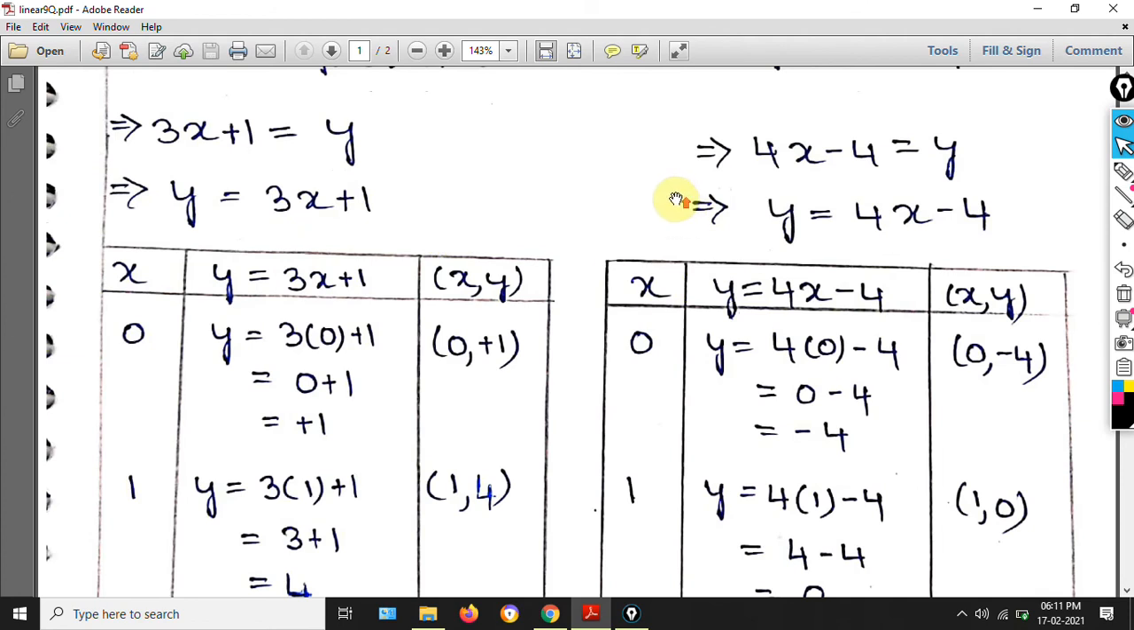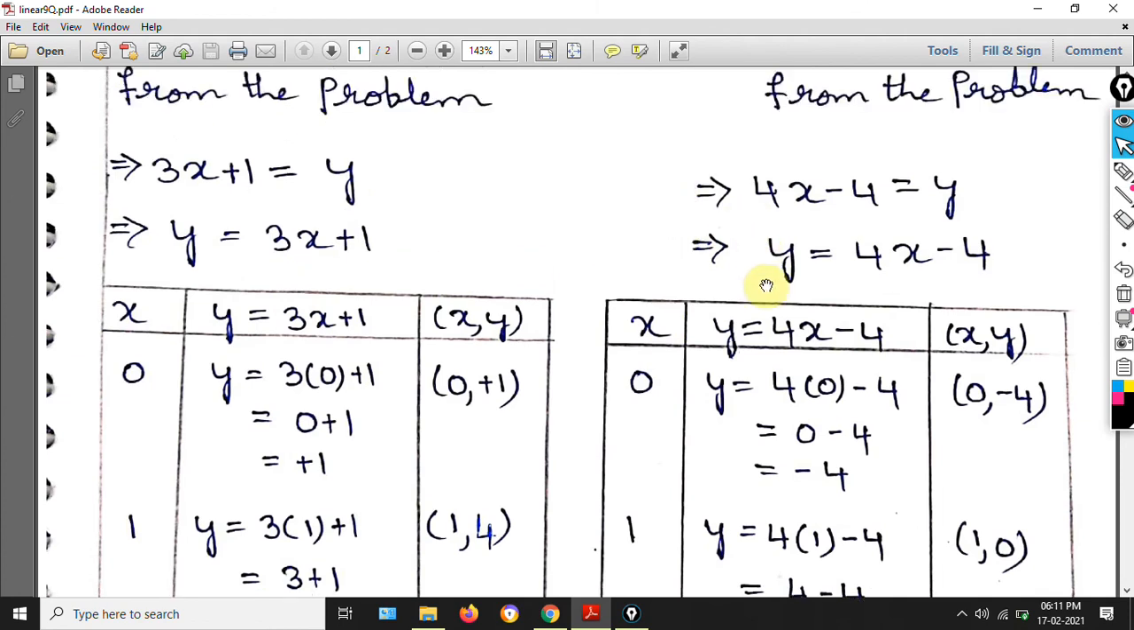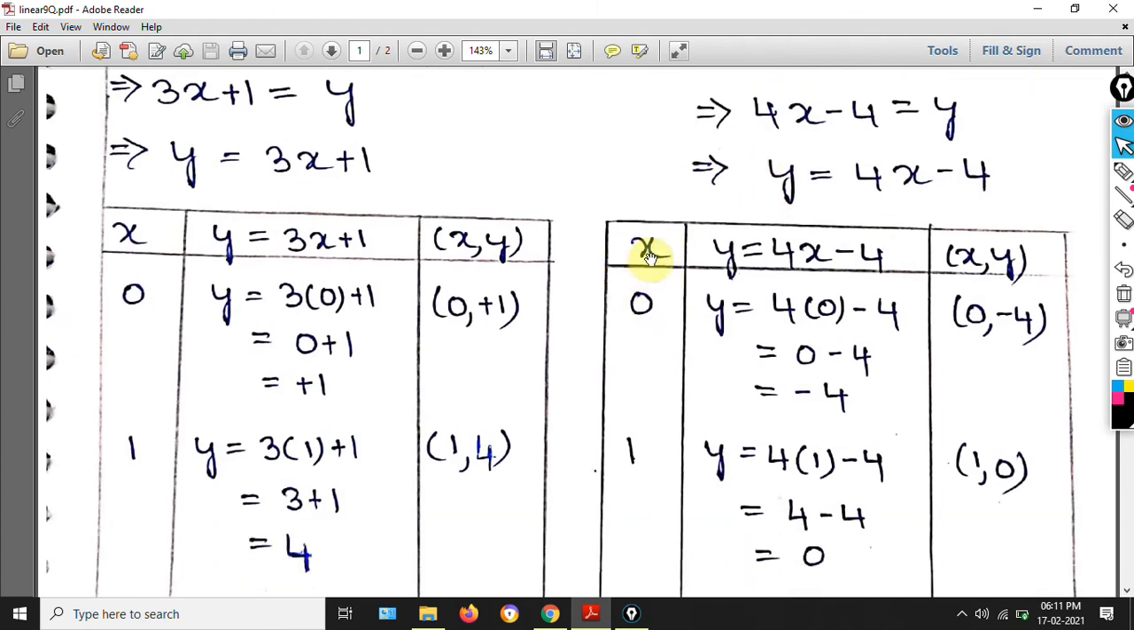Okay. Now for the second equation we have to draw the table. So here also I am drawing the table, x and here y equals how much did we get? 4x minus 4. Next x comma y. So here also we can take any value for x.